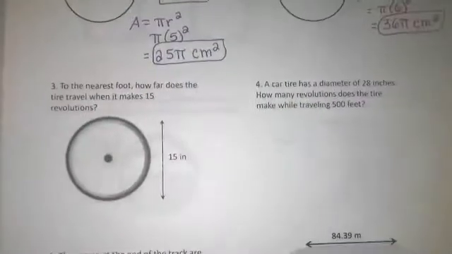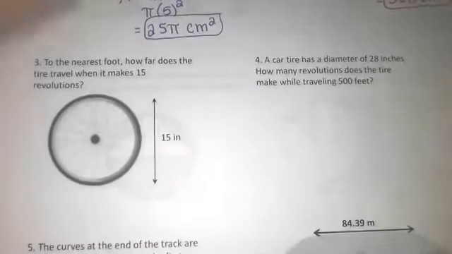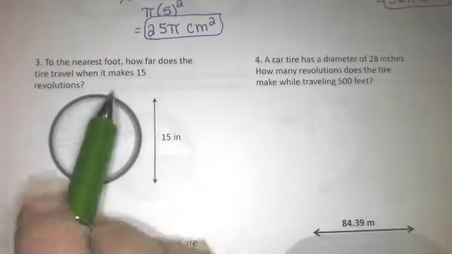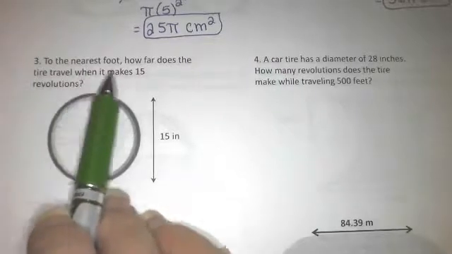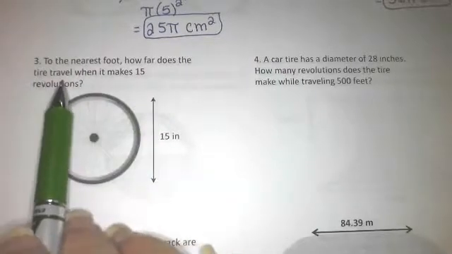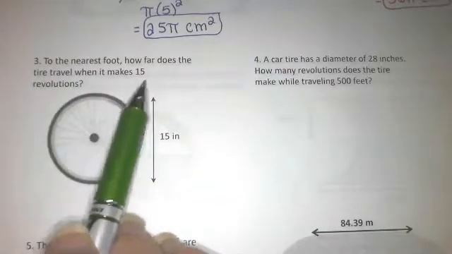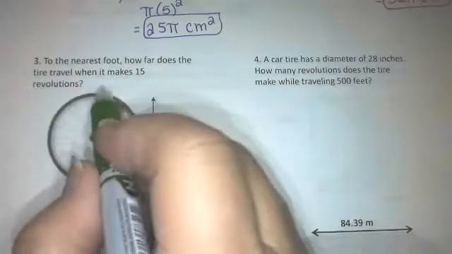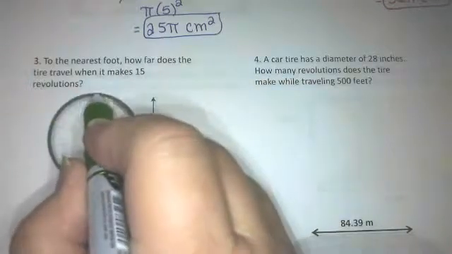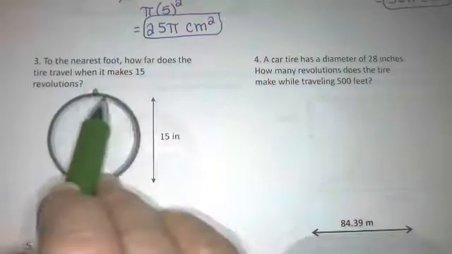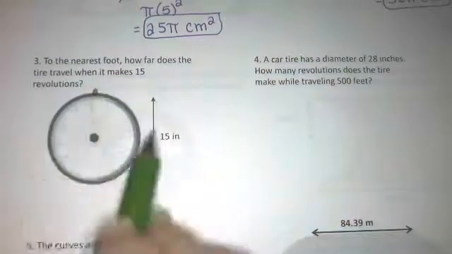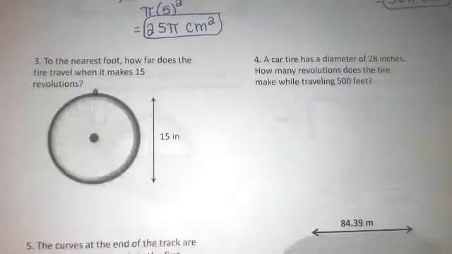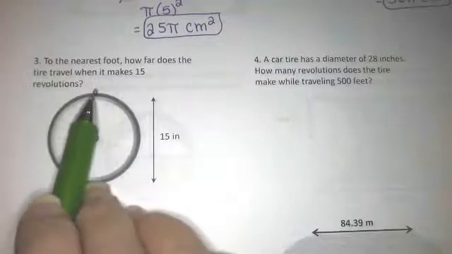Alrighty. Next. This one's interesting. We've got a bicycle tire, and it says to the nearest foot. So we are going to round off on this one. How far does the tire travel when it makes 15 revolutions? So we've got the tire, and let's just pick a random spot on the tire. When the tire makes 15 revolutions, how far has this point traveled? Is basically what it wants to know.